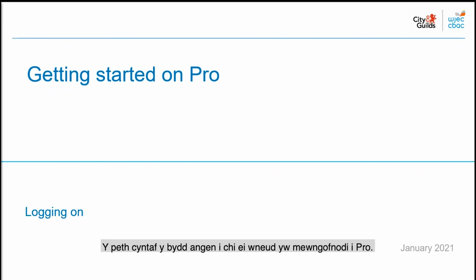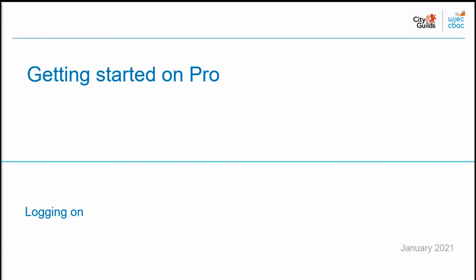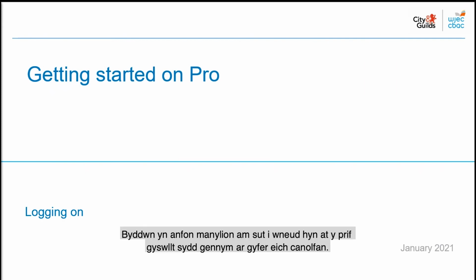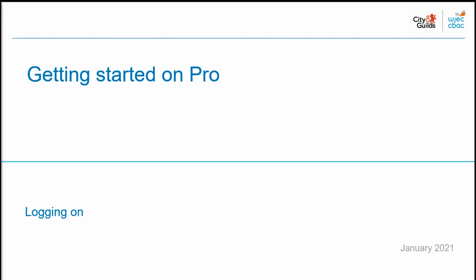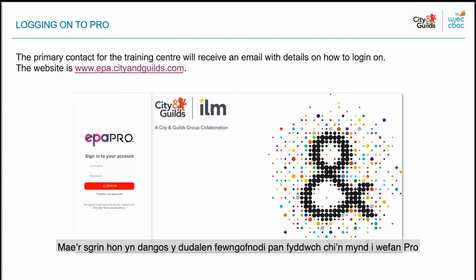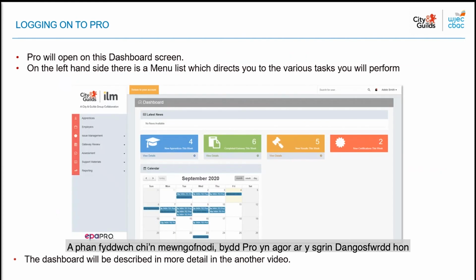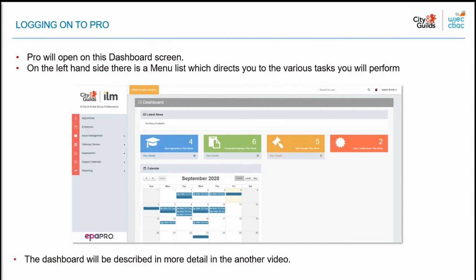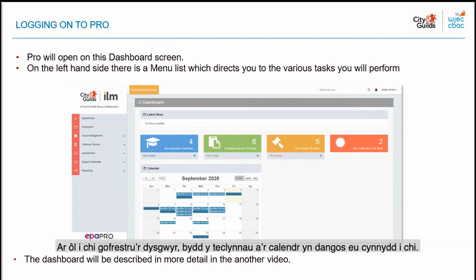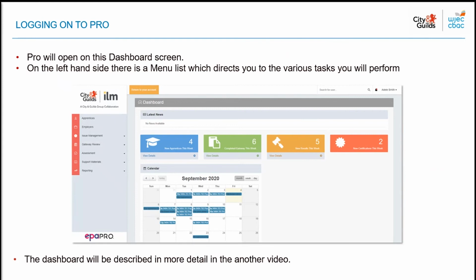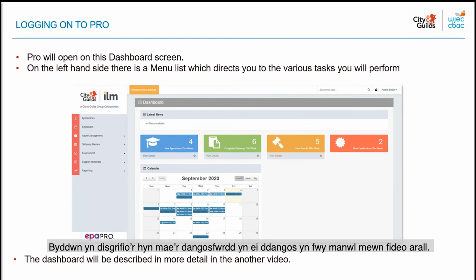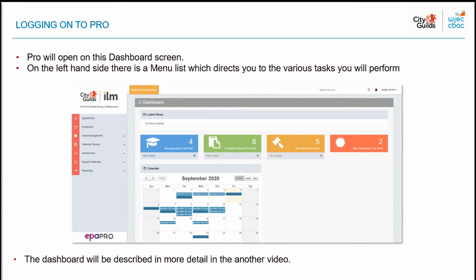The first thing you will need to do is log on to Pro. We will send details on how to do this to the primary contact we have for your centre. And this is the screen that shows you the log-on page when you access the Pro website. And when you log on, Pro opens on this dashboard screen. Once you have learners registered, the widgets and calendar will show you their progress. What the dashboard is showing will be described in more detail in another video.